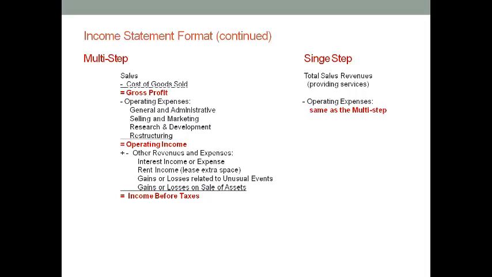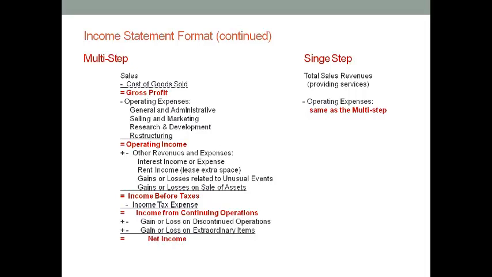This gets us to income before taxes, and tax expenses reported to get to income from continuing operations. This is the income that is expected to continue in future periods. Items that are not expected to occur in future periods are reported next, and the final net income is reported for the period. The single step is just like the multi-step, with the exception that there is no cost of goods sold and gross profit because the primary business is not selling goods. It is providing services.